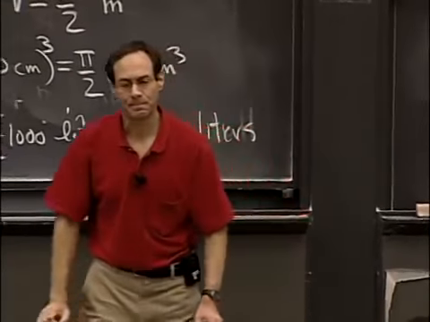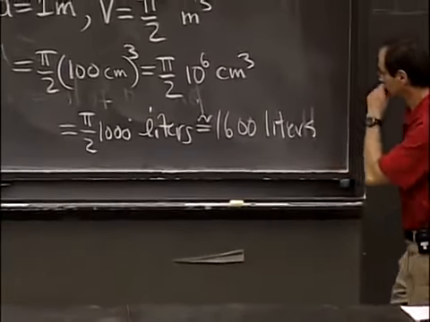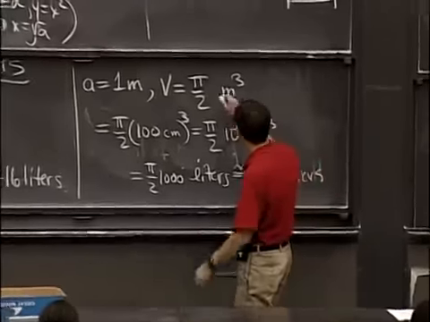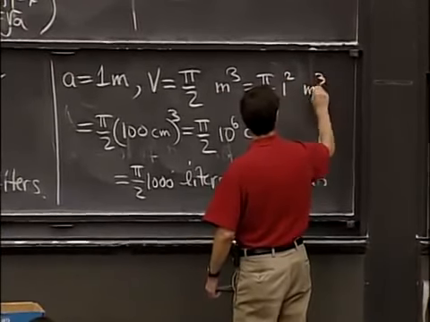Yeah? So, in your second case, though, I still don't understand. Isn't b equal to pi over 2 multiplied by a squared, which is 1 in this case? Yeah. So it's 100 centimeters squared, right? No.